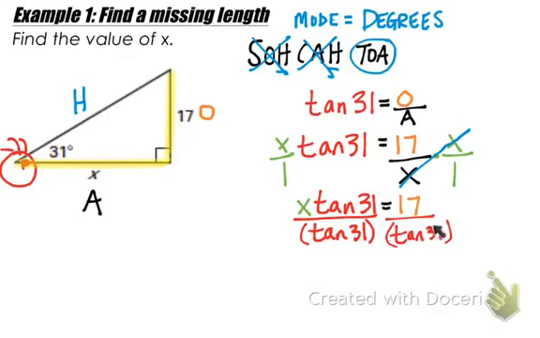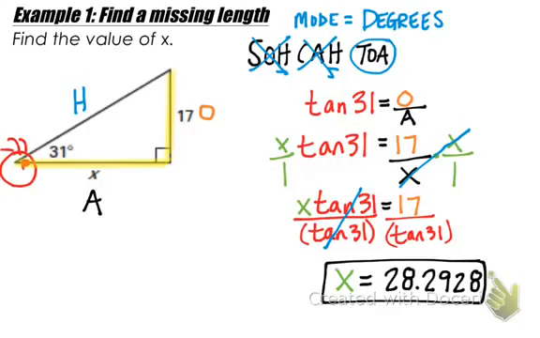Okay, notice how we put parentheses because that's what you'd have to do on your calculator. This will 1 out. So then x equals 17 over tangent of 31. So in your calculator you type in 17 divided by tangent of 31. And you get 28.2928. Okay, so we just figured out what the value of this side length is.